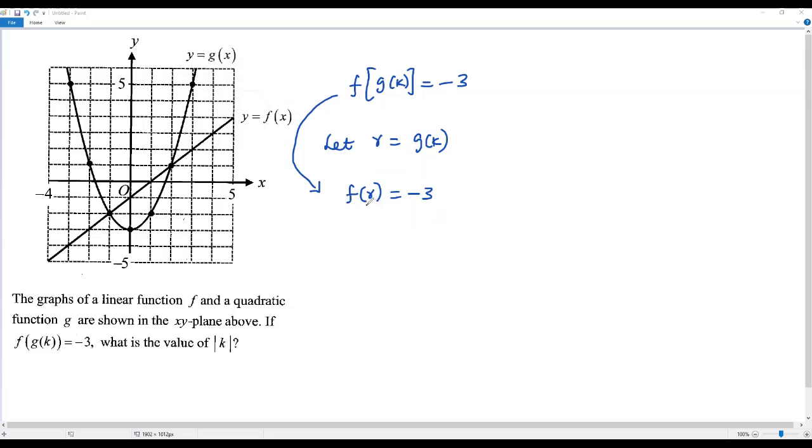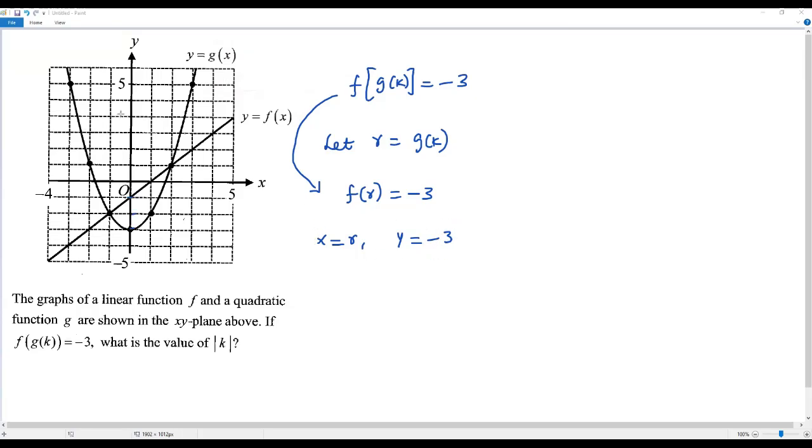So here instead of x we have r, and this -3 is the value of the function f of x. That is, -3 is a y value. That is, when x is equal to r, y equals -3. Now what we have to do is identify the point on the graph of the linear function f of x where the y coordinate is -3.